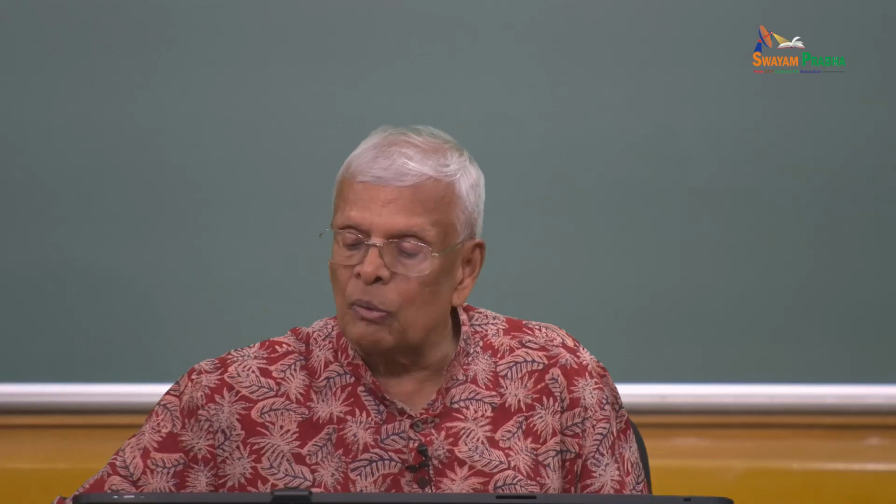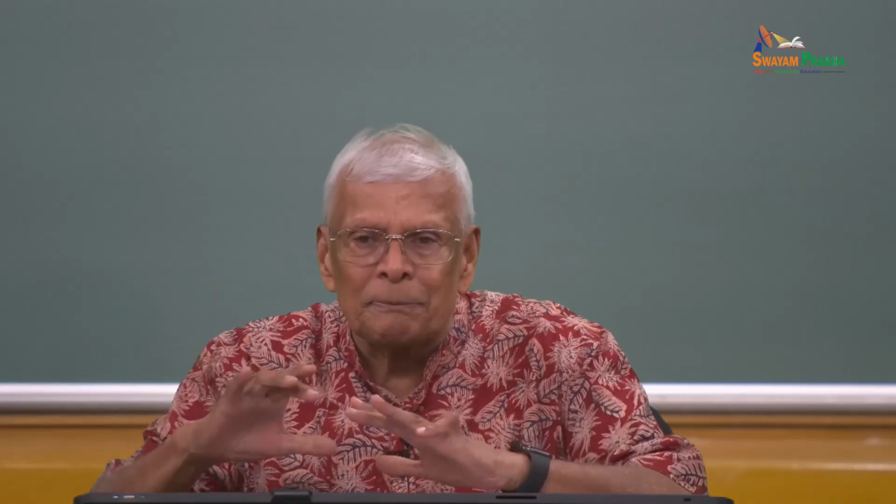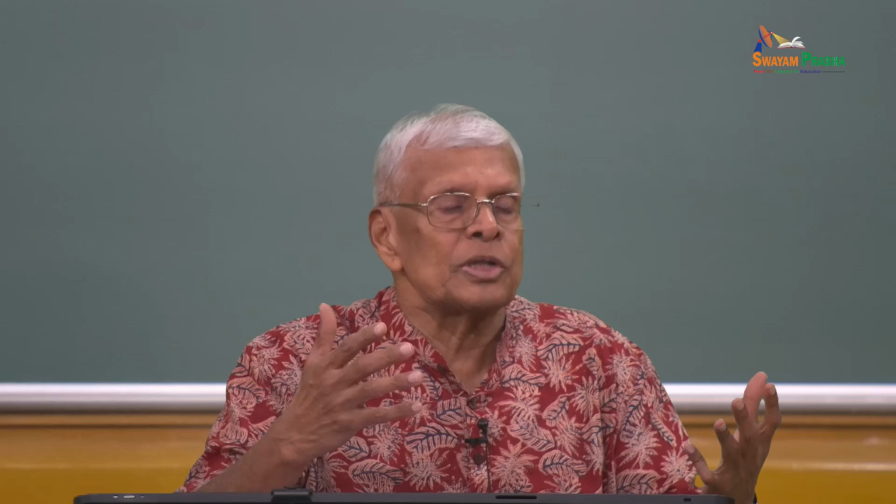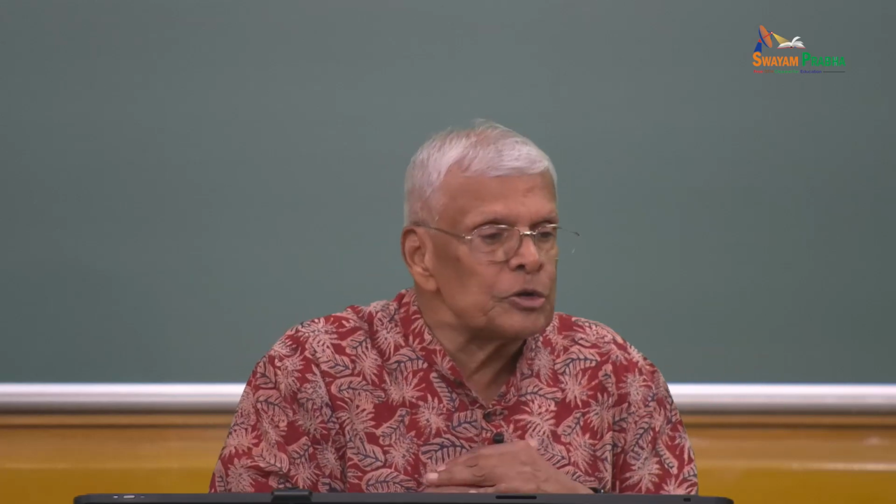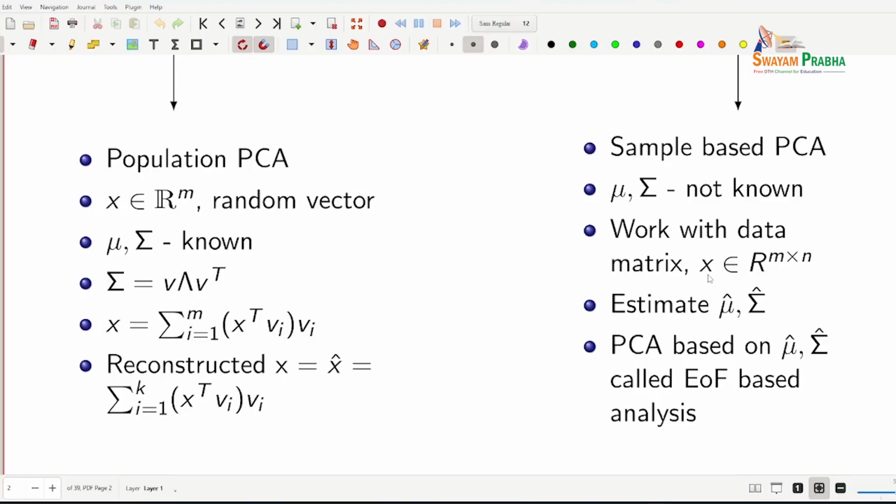But in practice we don't know mu, we don't know the matrix sigma. We are only given a bunch of data which I have organized in the form of a matrix. So this analysis is a sample based counterpart of the population based. Why it's called population based? I know the population distribution, if not the entire distribution, I know the first two moments, mu and sigma, the mean and the covariance. Here mu and sigma are not known, we simply have to work with data. We need to generate everything that we need simply based on data.